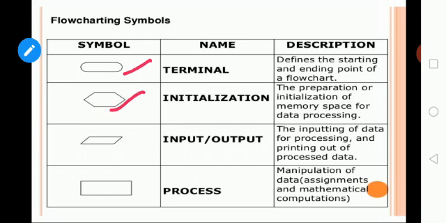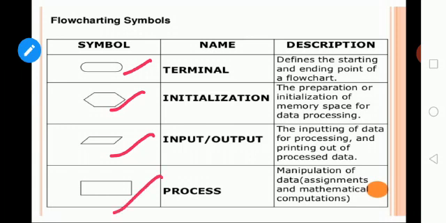Next one, initialization. What is meant by initialization? If we are allotting a value to a variable, that is initialization. It is the preparation or initialization of memory space. Do you remember in that example, A and B are the memory space for getting the two values, isn't it? There we use this symbol. And this one, input and output. If you are getting two numbers, this symbol is used to get the input and display the output. While we are displaying that answer, display C, this symbol is used there.